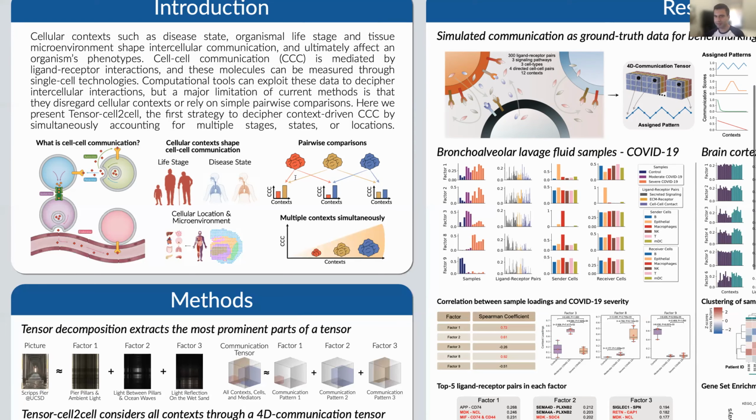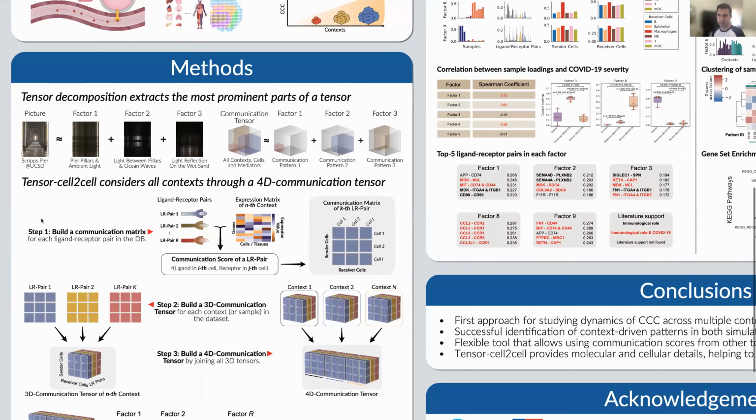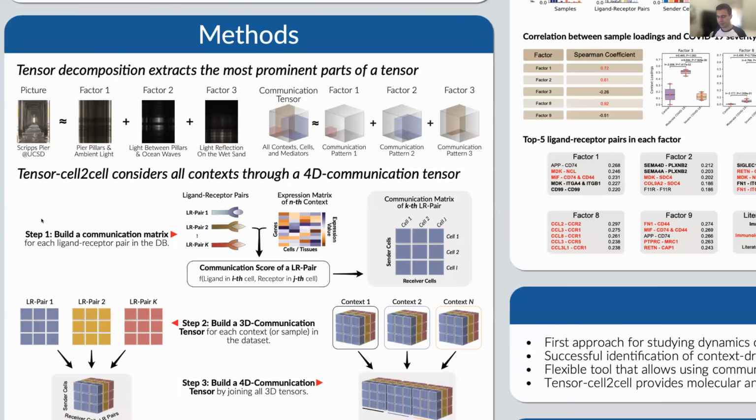But if we're interested in having the idea of the dynamics that cell-cell communication follows across multiple contexts, we would lose a lot of information about the correlation structure in the data with the phenotype we are interested in. So there is a need for tools that consider all the contexts simultaneously without losing information, in order to have an idea of the dynamics of cell-cell communication. In this work, we propose Tensor cell2cell, a method based on tensor decomposition that is able to extract changes of cell-cell communication across multiple contexts.